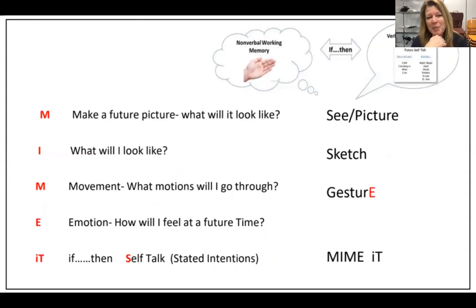Anyways, she calls it MIME IT. So it's shortened for make a picture. What will I look like for the I? M, movement, what motions do I have to go through? E, how will I feel in the future? And IT, the if then. So if I do this, then this will happen. So it's kind of her MIME IT. For some people, this MIME IT makes more sense than the get ready, do, done. So just another take on the same sort of idea.